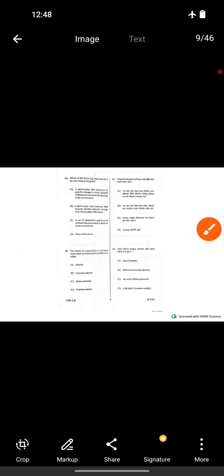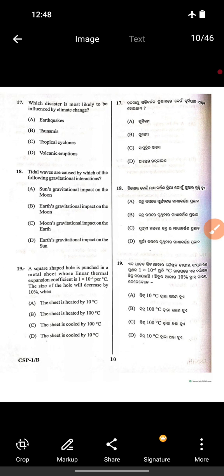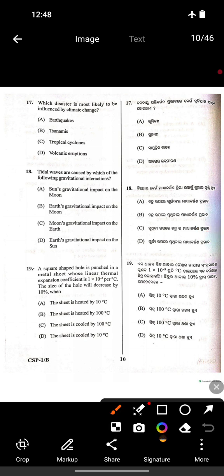Coming to question number 17, which disaster is most likely to be influenced by climate change? Option C is the right answer here: tropical cyclone. Other options are earthquake, tsunami, and volcanic eruption. All of them belong to endogenic effects. So option C is the right answer here.